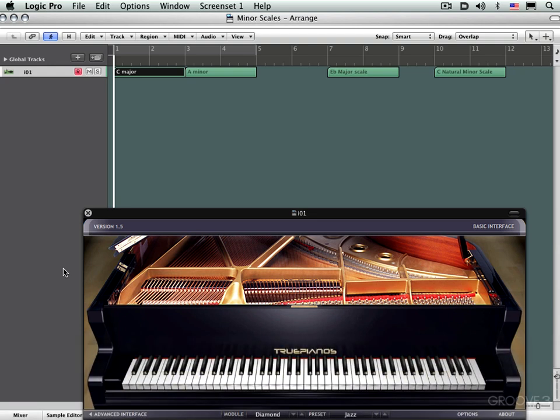Now these two scales are related in that they share the same key signature. So each major scale has a related minor scale associated with it that shares the same key signature. I just want to drive that home because I'm going to show it to you in a moment and want to make sure you understand that.